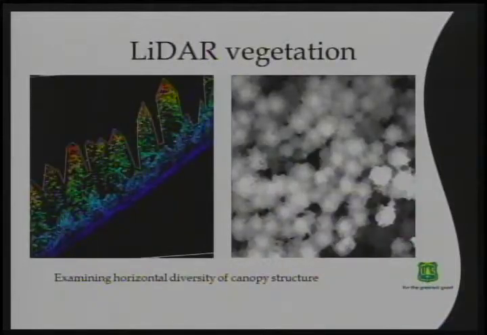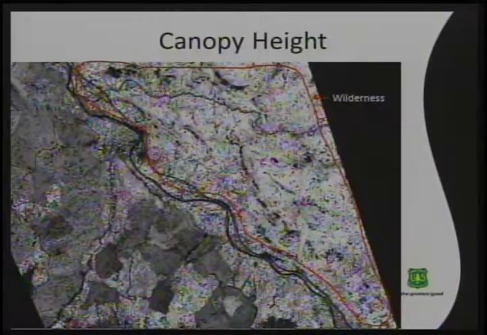The other component of LiDAR that's very interesting is the vegetation. Without going into it in too much detail, from the returns you get these cloud points of the vegetation, and from that you can look at horizontal diversity of canopy structure, you can look at canopy closure, et cetera. There are many things you can do with vegetation. I don't have time to go into them all, but I will get into one of them.